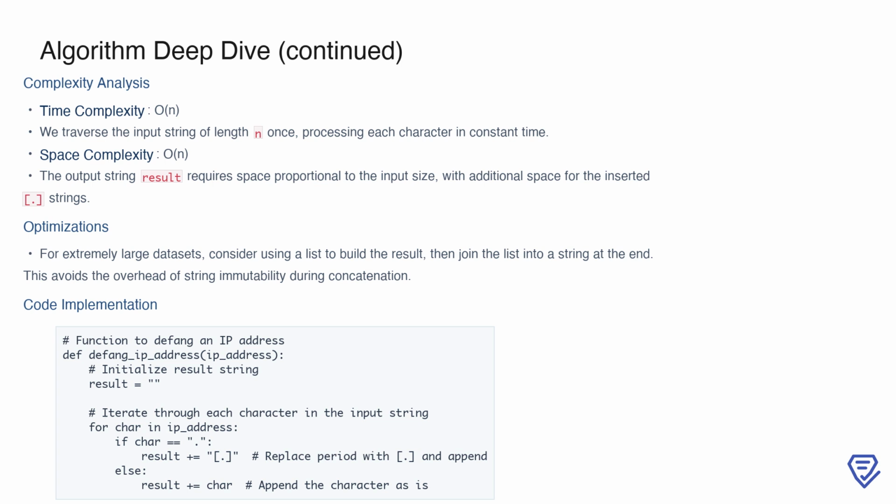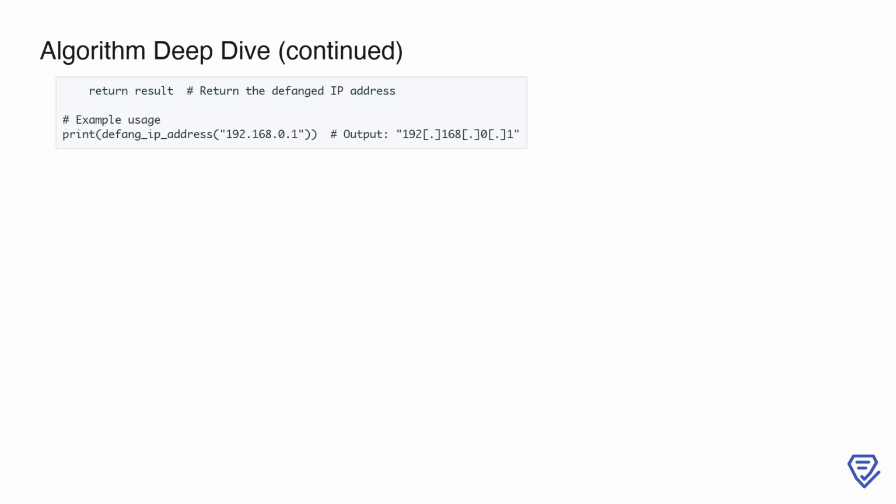The provided Python implementation demonstrates these concepts clearly, showing how to iterate through each character, check for periods, and construct the defanged IP address in an efficient manner. Here is the complete implementation of the solution.